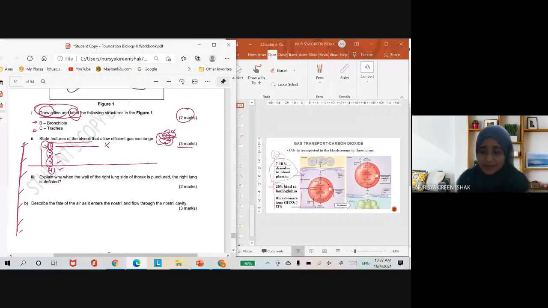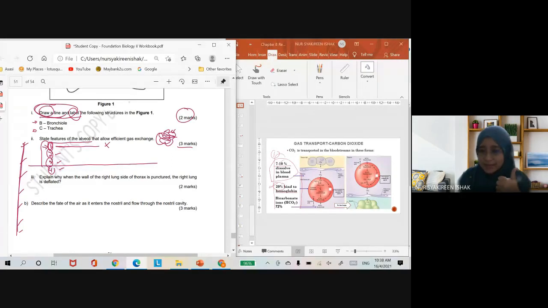But when your lung is punctured, so tak boleh lah nak berlaku inflation tu kan. So the lung will deflate lah. Dia tak boleh nak create high pressure, high volume inside the lung tu. Okay. So 2 marks. The first one, lungs are only able to inflate when the air pressure in the lung is higher than the atmospheric pressure. That is the first point.